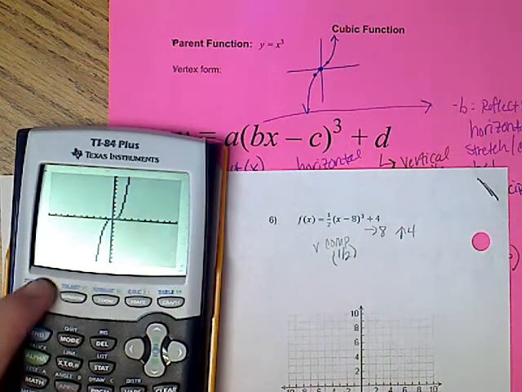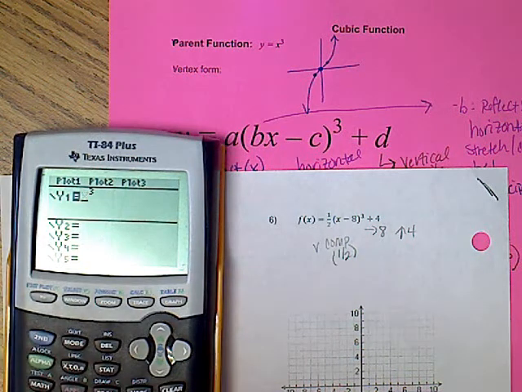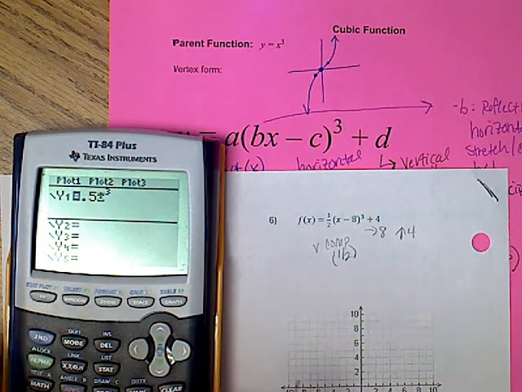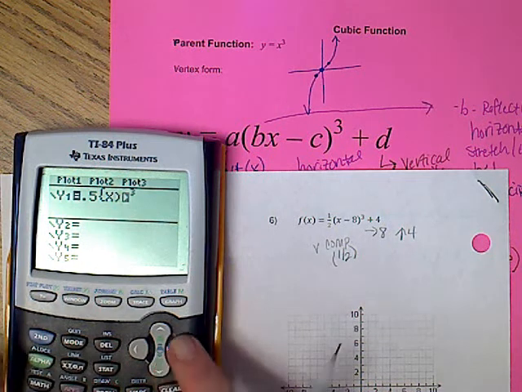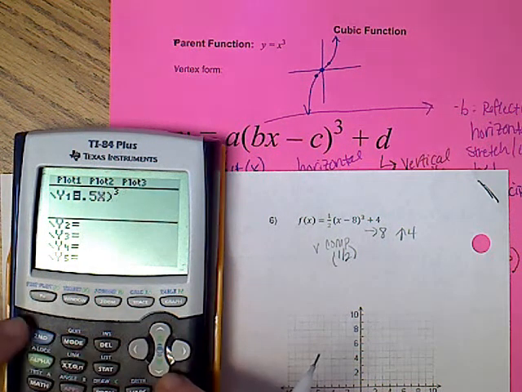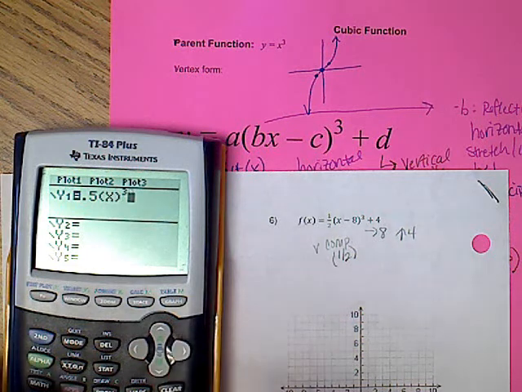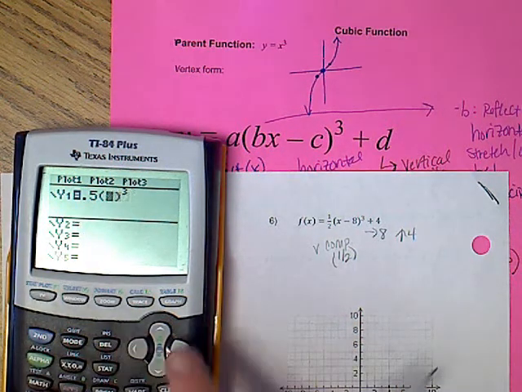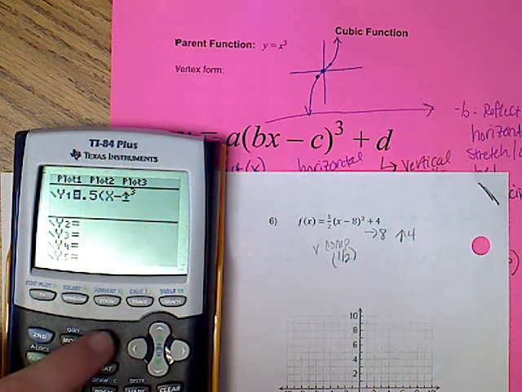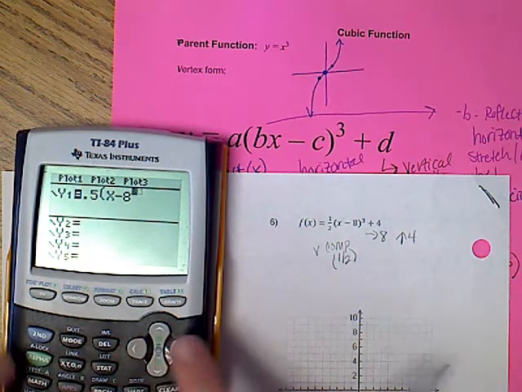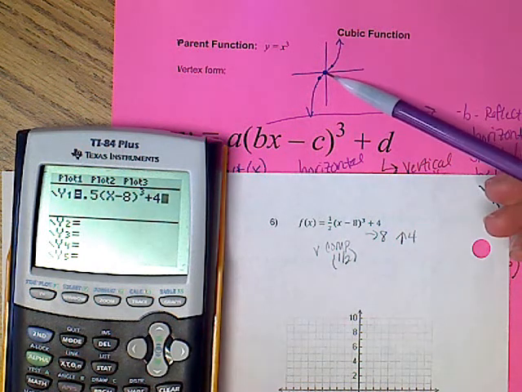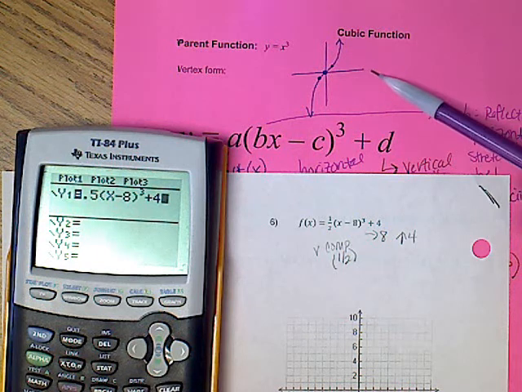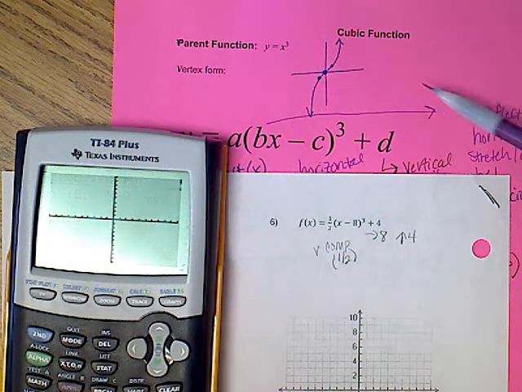So when I put that in my graphing calculator, I'm going to put in 0.5 rather than 1/2, just because that's easier for me. Okay, 0.5 rather than 1/2. Oh, I forgot -8. Okay, and then I need +4. Now what we know is that we're taking this parent that started at 0, 0, we're going to move it to the right 8 and up 4. That should be our starting point.